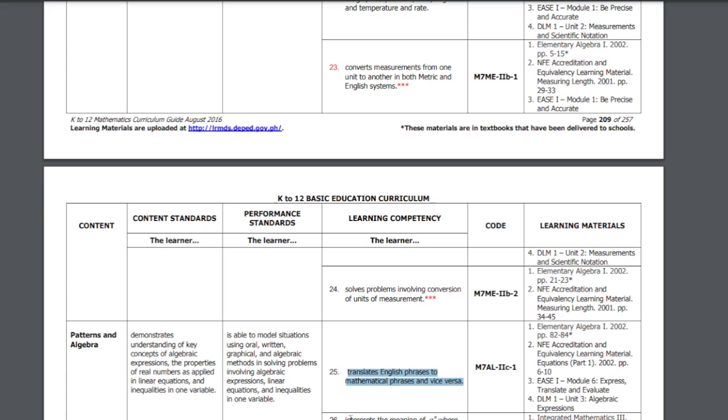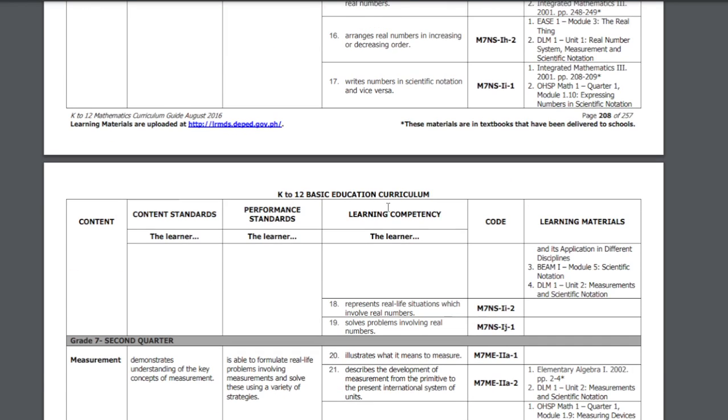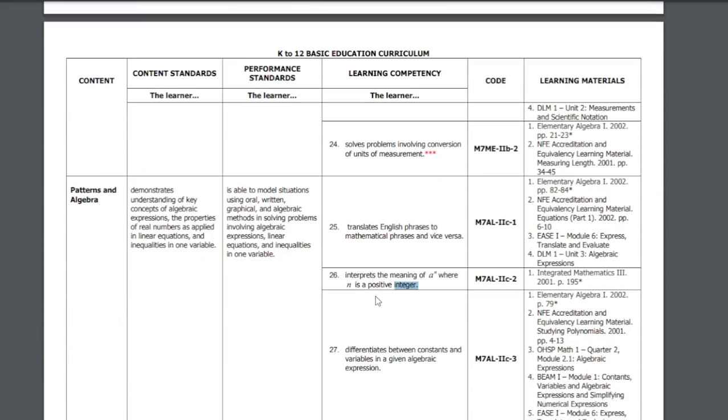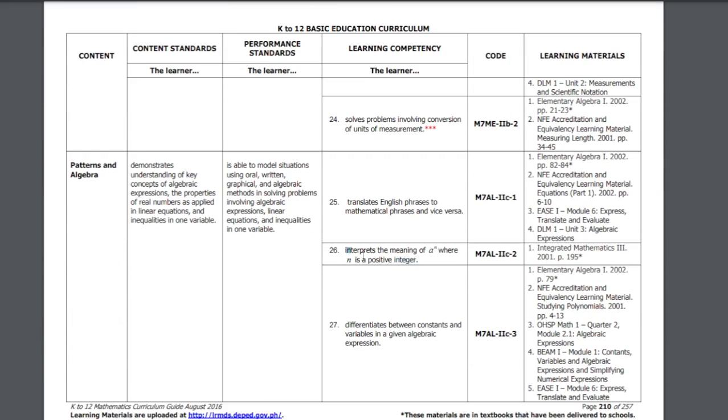After that, we're going to interpret the meaning of this one. Well, integers, you learned this in the first quarter. Then we're going to differentiate between constants and variables in a given algebraic expression. This is where algebra starts. Patterns.